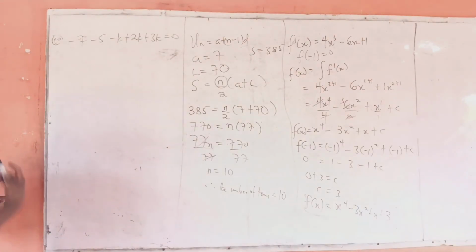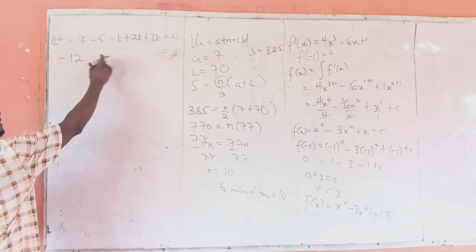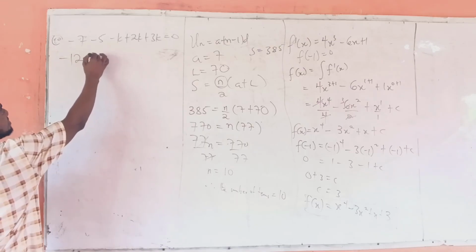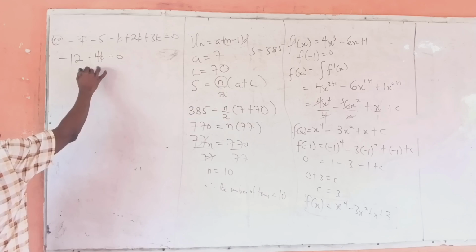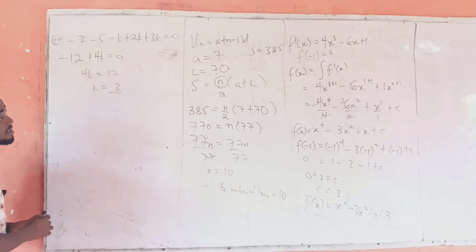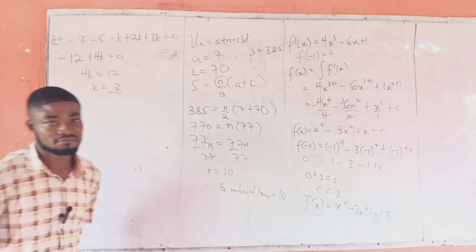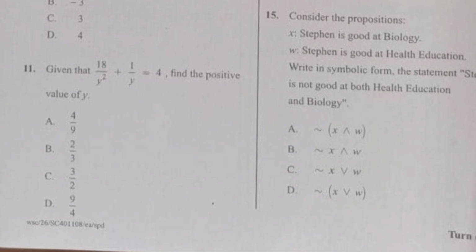Yes. So this is going to give us minus 12, and then this is plus 4k is equal to 0, which means that 4k is equal to 12, k is equal to 3. So question 10, test in a jiffy, done. In the possible options, we have minus 4, minus 3, 3, and then 4.